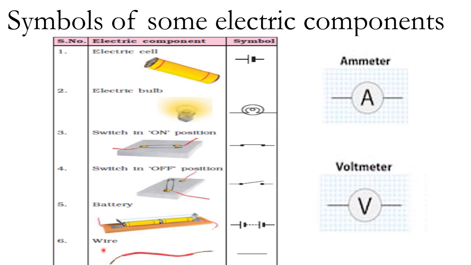Then we have wires. These are the conducting wires. Hence, they are represented by straight lines. Along with it, we also discussed ammeter and voltmeter. They are also important components of the electric circuit. An ammeter is symbolically represented as capital A inside a circle. Similarly, a voltmeter is represented with capital V inside a circle.